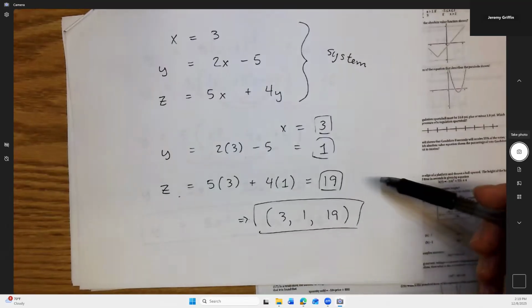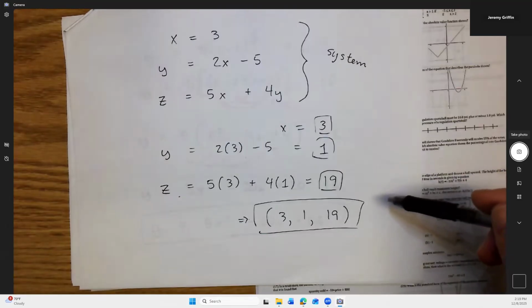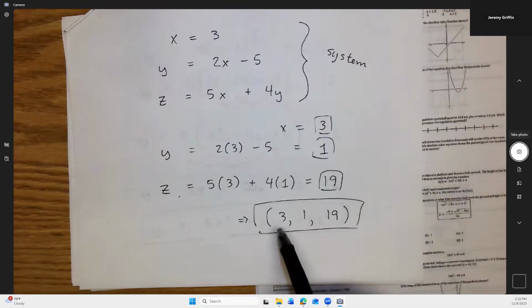Do you guys remember on this one you ended with the 3D graph? We did some 3D graphs. So in 3D space, you want to say like right 3, forward 1, and up 19. Like 3D coordinates. That's where those would all cross.